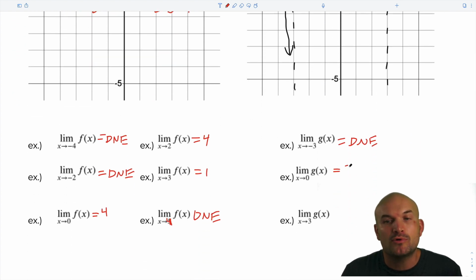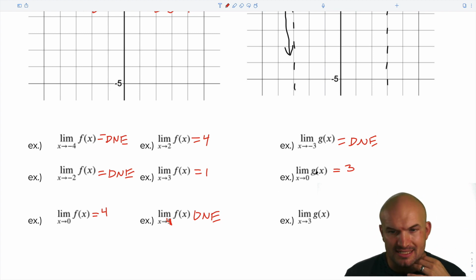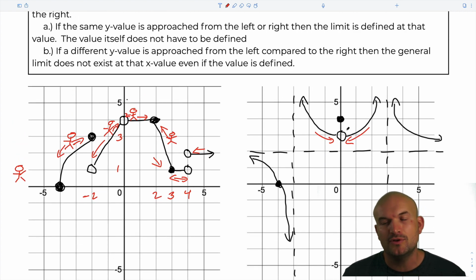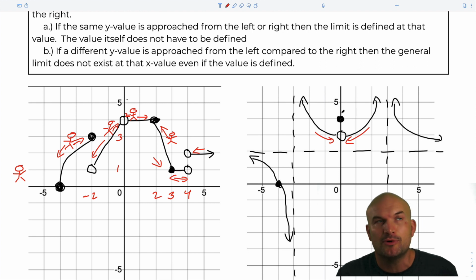Where is the graph approaching as x is getting closer and closer to 0 from the left as well as from the right? All right, and the last example is 3. And here you can say that they're both going up, so they're kind of both approaching the same value. And the tricky thing is, they're not really approaching a value, right? As x is approaching 3, they're going higher and higher, right? So you could say they're approaching infinity.